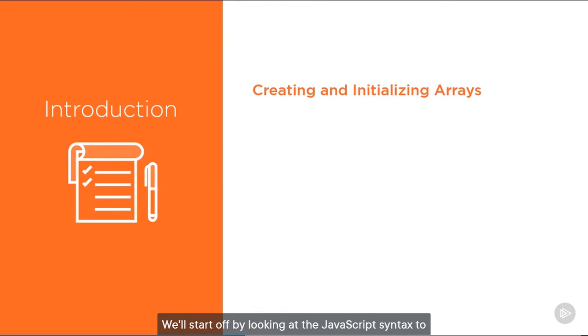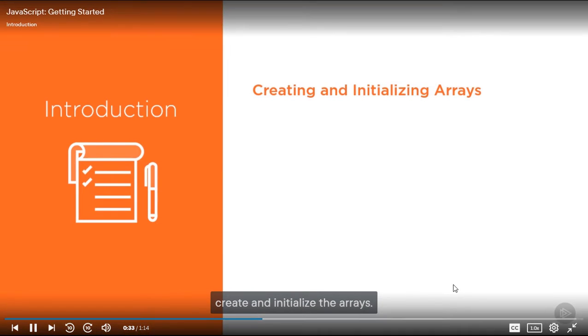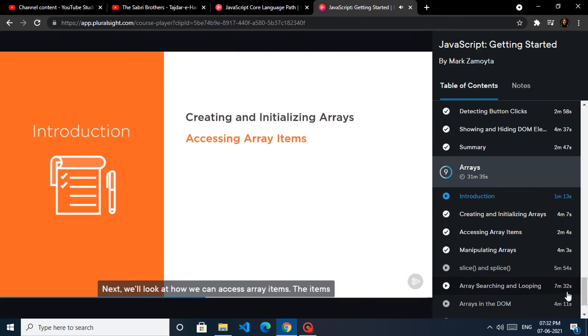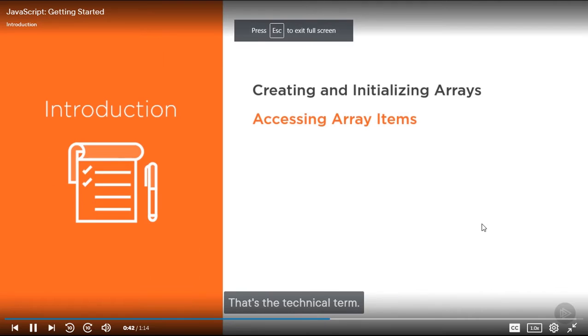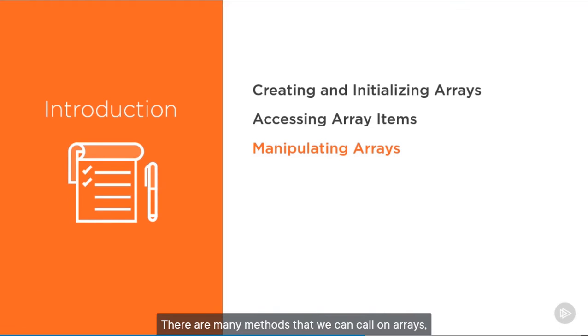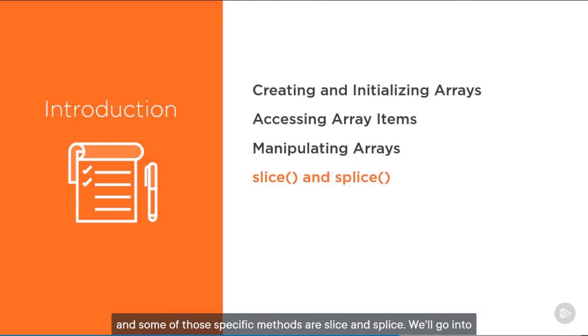We'll start off by looking at the JavaScript syntax to create and initialize the arrays. Next, we'll look at how we can access array items. The items in an array are referred to as elements. That's the technical term. We'll see how to manipulate arrays. There are many methods that we can call on arrays, and some of those specific methods are slice and splice. We'll go into those in detail.